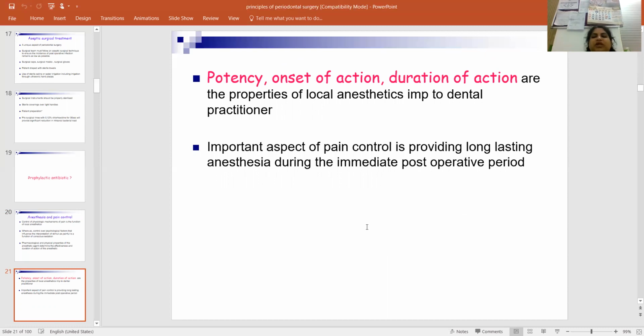An important aspect of pain control is providing long-lasting anesthesia during the immediate post-operative period.